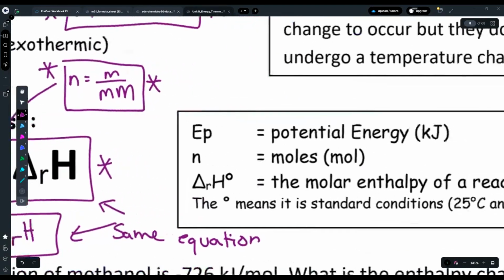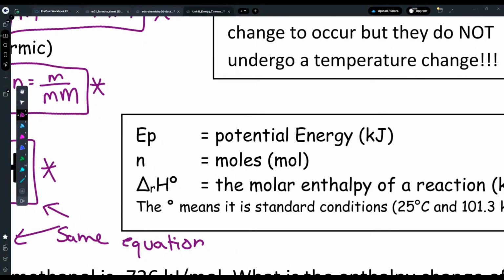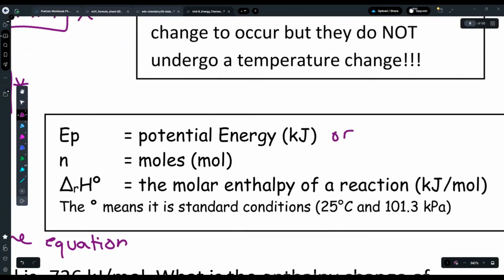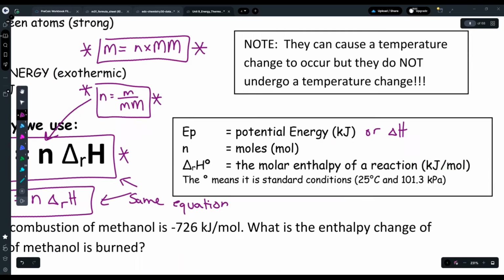All right, let's look at our variables. Potential energy, or change in enthalpy, is measured typically in kilojoules. Moles is in moles, and molar enthalpy is usually in kilojoules per mole. Just like I said on the previous page, this little circle just means that you're using standard conditions, which is 25 degrees Celsius and 101.3 kilopascals. I believe on the previous page I said 100 kilopascals, that's my bad. It's 101.3 kilopascals.